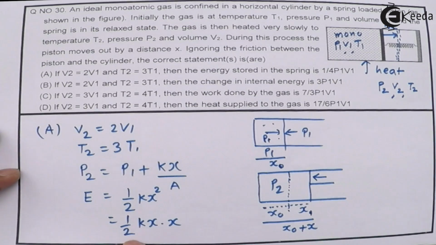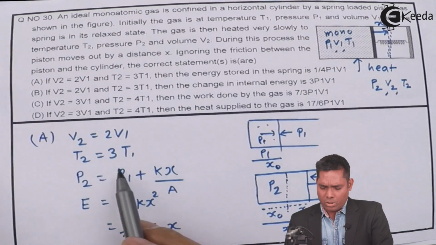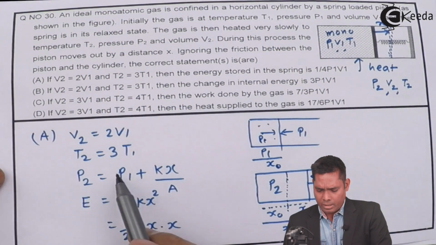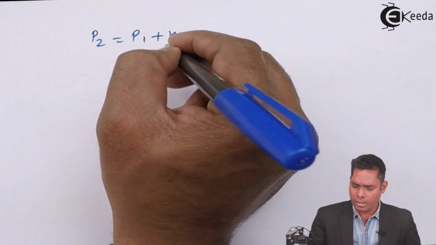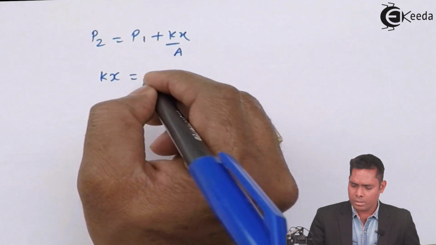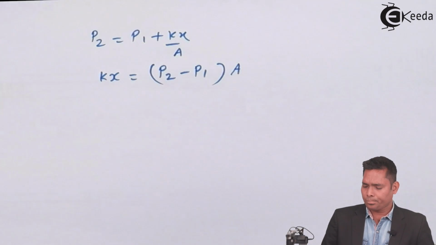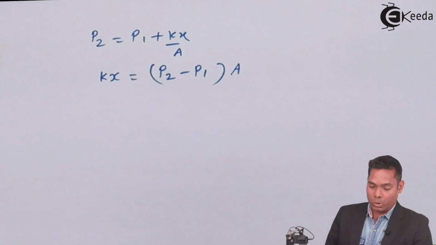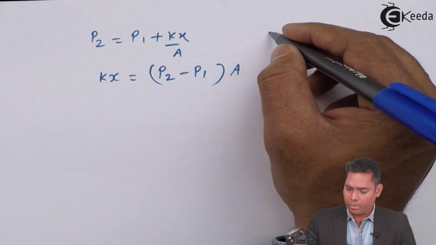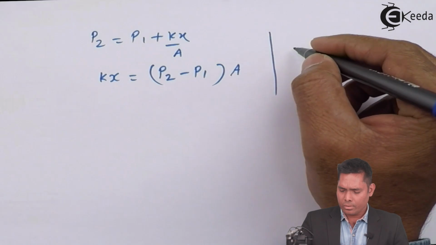So this is given by half Kx into X. Now this expression I will take first and write this P2 is P1 plus Kx over A. So from here Kx is P2 minus P1 into A. Then I have to write P2 in terms of P1. So then what I'll do, I have to use the condition and also write the value of X.